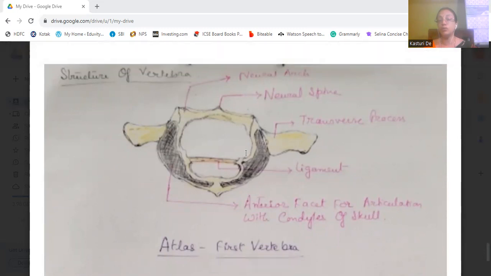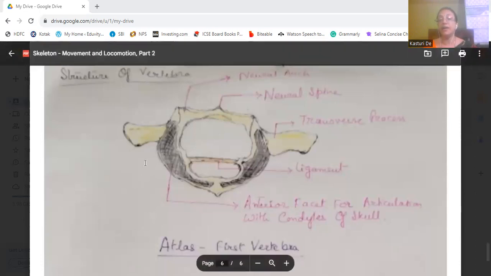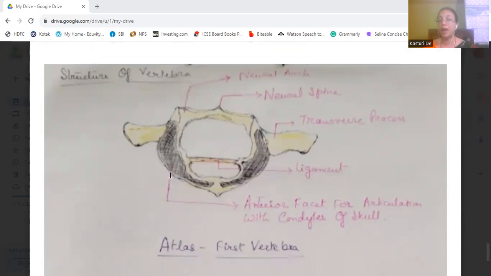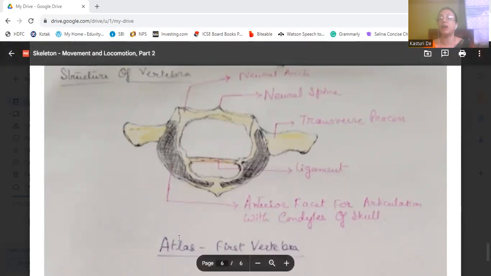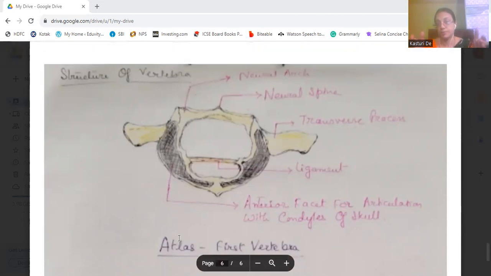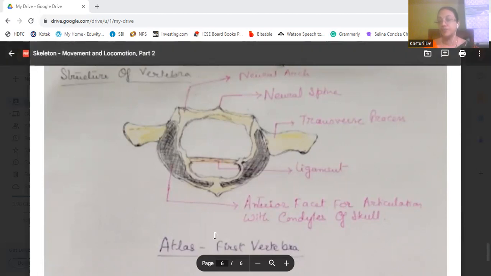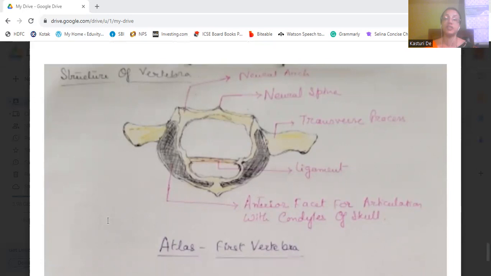We have a long hole here through which the spinal cord passes, and the anterior facet: these two black portions are the facets where the skull fits. A facet is a curve-shaped depression where the skull gets fitted. This anterior facet is for articulation with the condyles of the skull. So this is the picture of the atlas, the first vertebra.